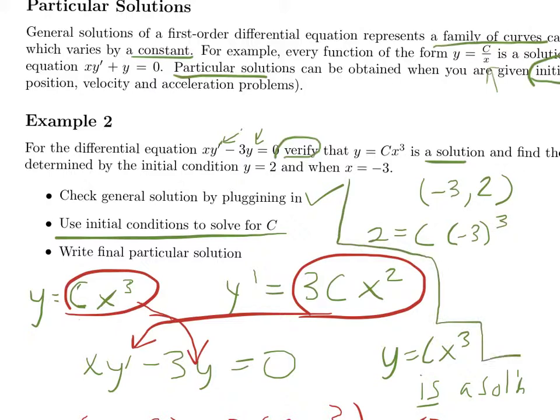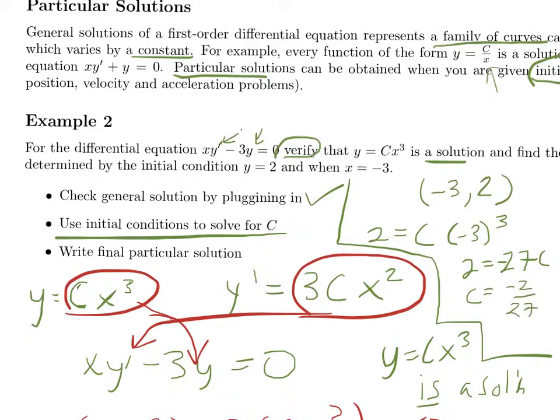All right, in that case, we would get 2 equals -27c. Oh, sorry, you're correct, -27c. So c is -2 over 27.